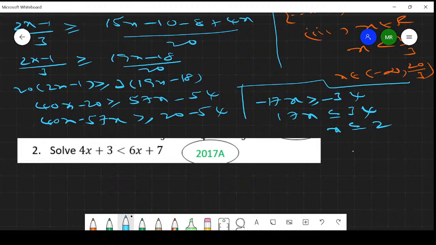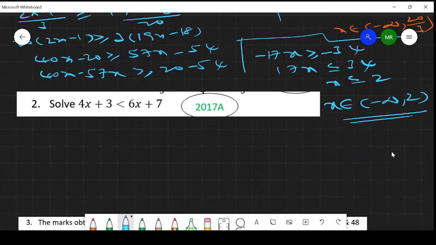Left of 2 means your solution is x belongs to minus infinity comma 2. That is your answer: x belongs to minus infinity comma 2. They are asking very simple questions. Please observe here, it is very simple to answer these questions.